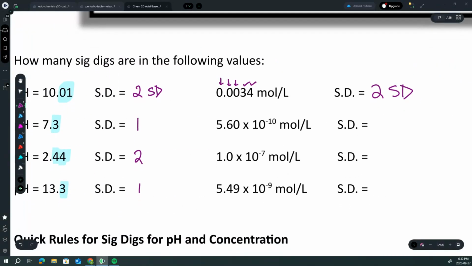Now for these other values here, these are concentration values. The word concentration does not have the letter P in it, so we're looking at the entire number here, and this is where we're looking for sigdigs. So this has 3 sigdigs, 2 sigdigs, and then 3 sigdigs.